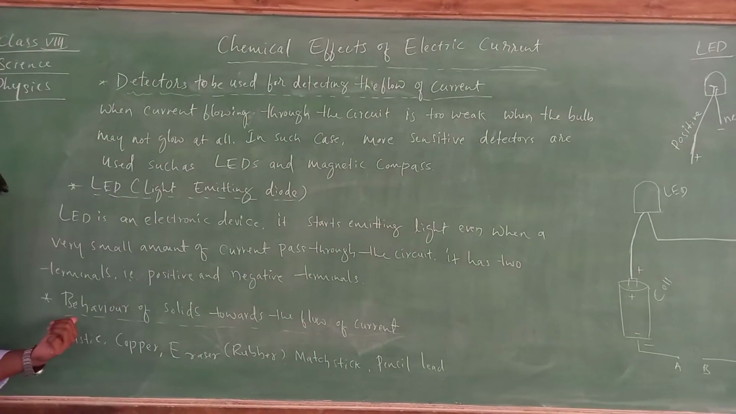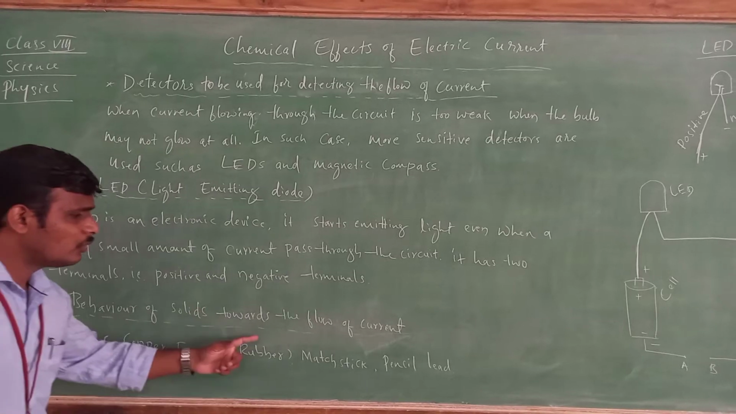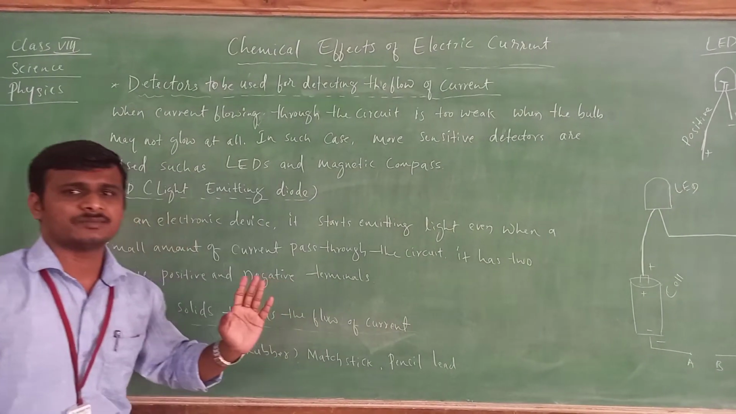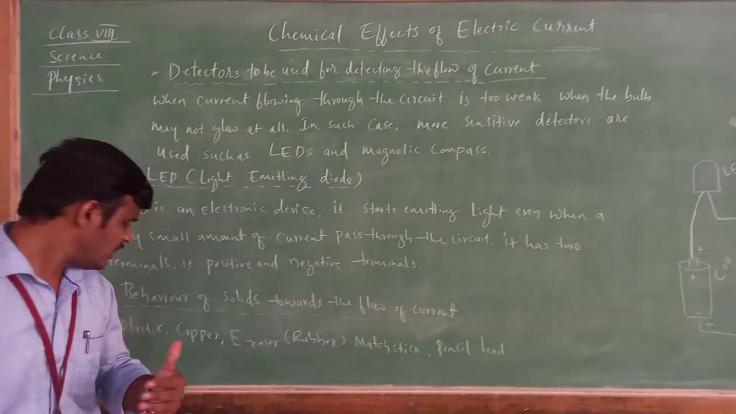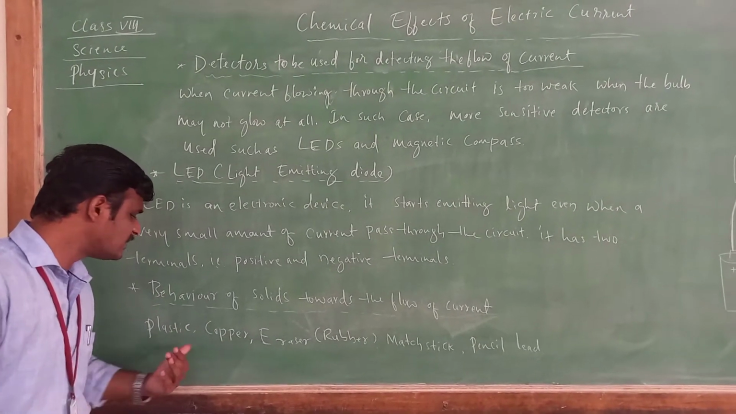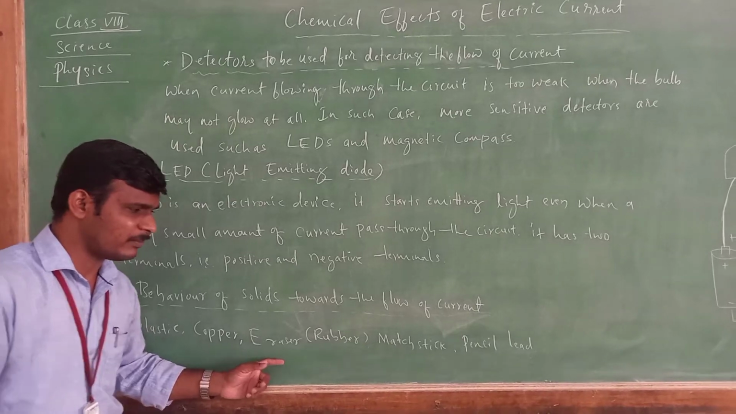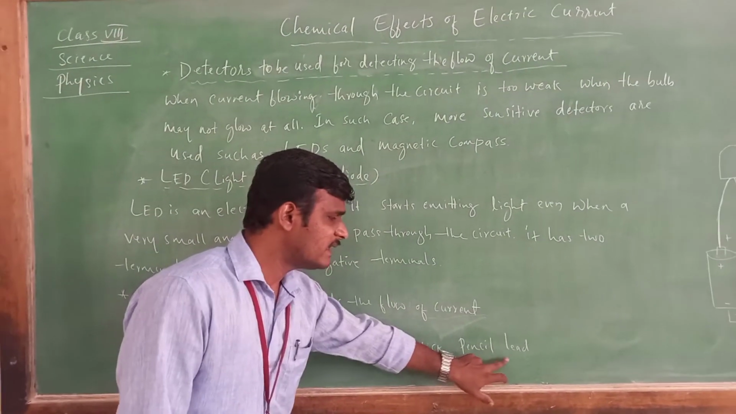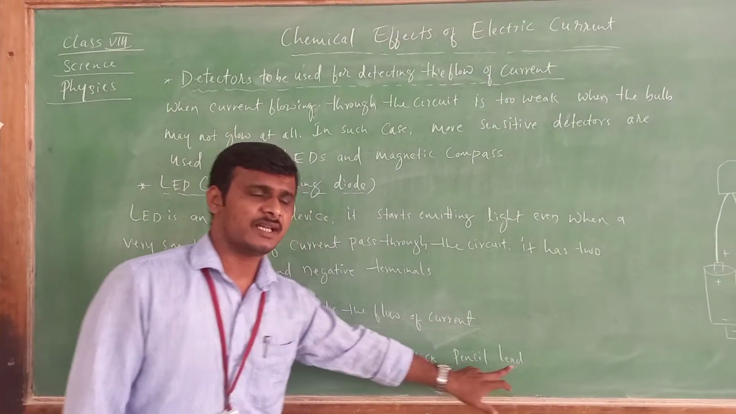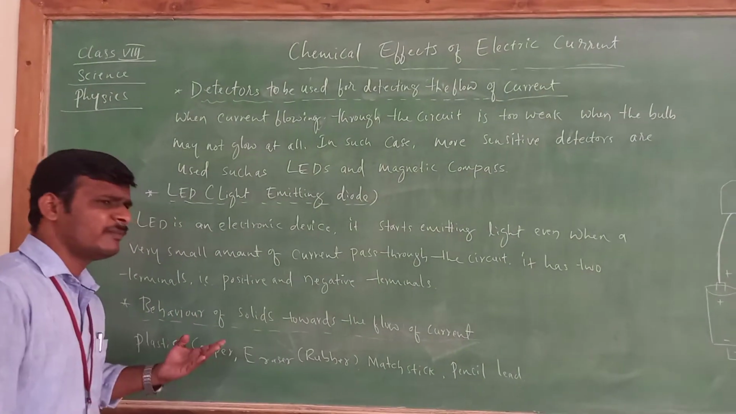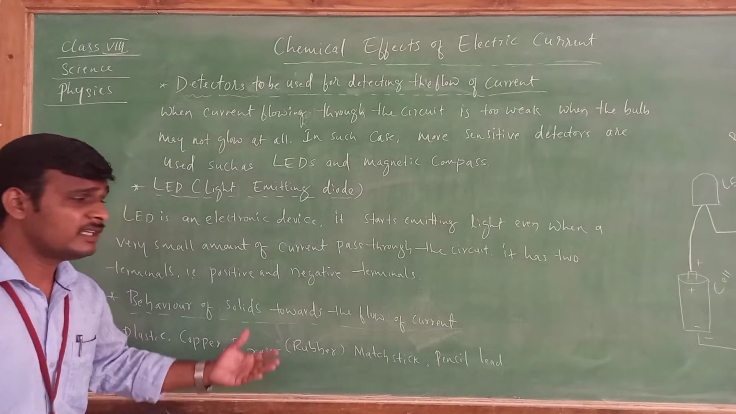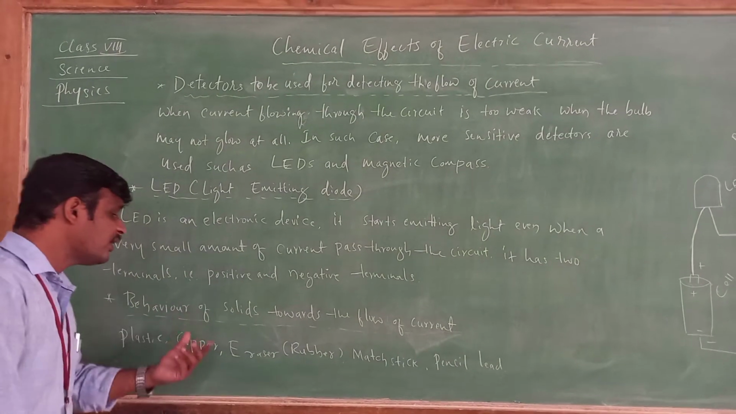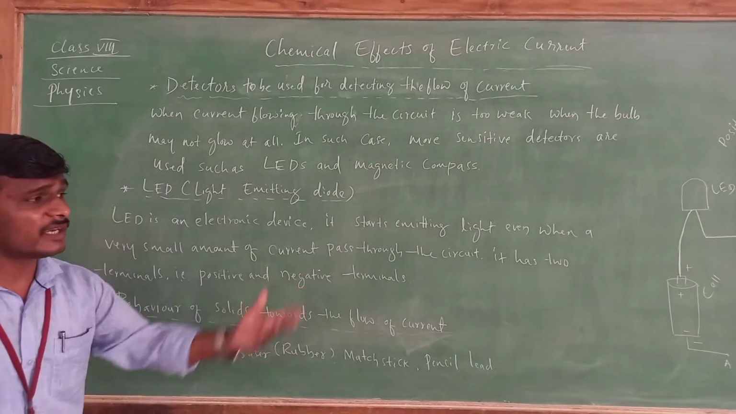Next thing, behavior of solids toward the flow of current. So what is the behavior of solids toward the flow of current? Here some of the solids are given: plastic, copper, eraser, that is rubber, mastic and pencil lead, that we call graphite, right? Some of them are conductors, some are insulators, some are non-conductors. So see what is the behavior of these solids when the flow of current is there.